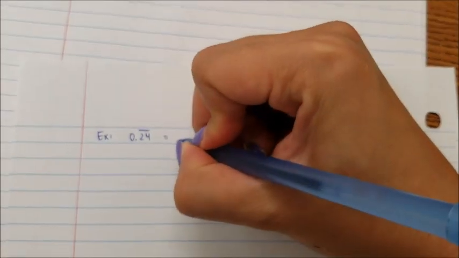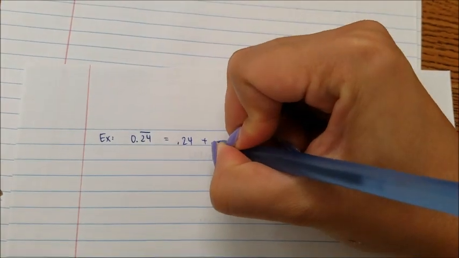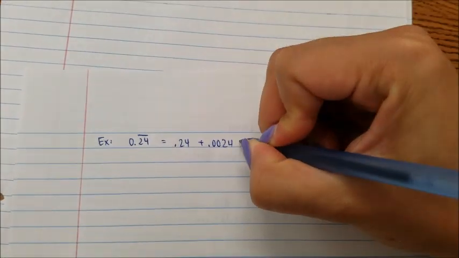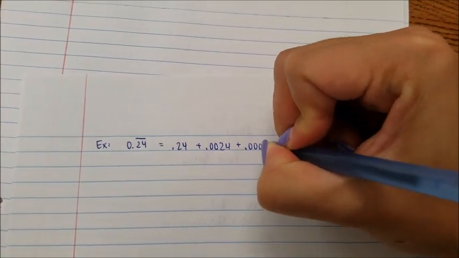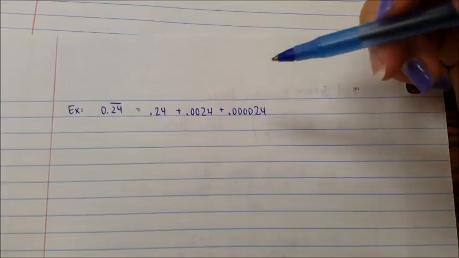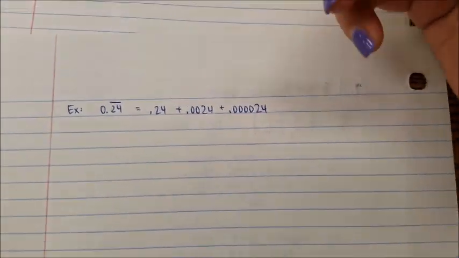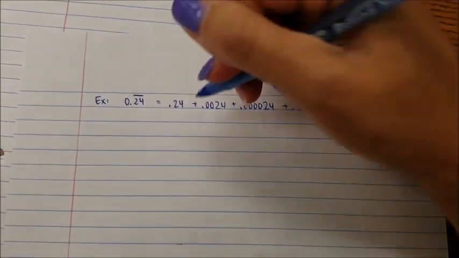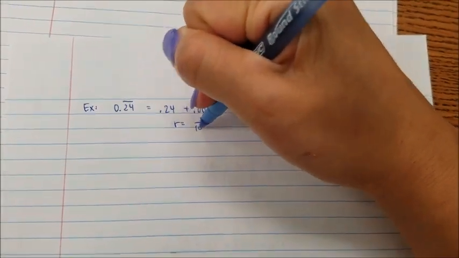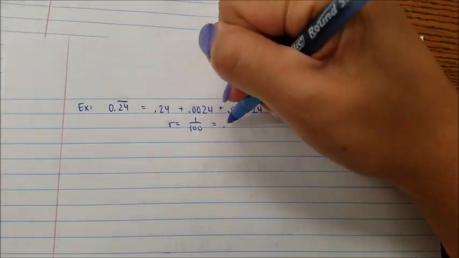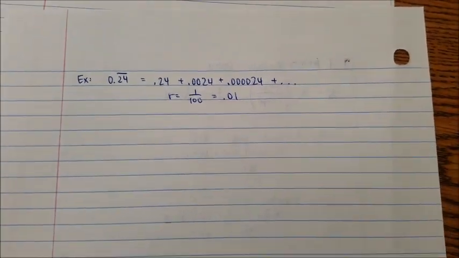Let's do one where we have multiple numbers. So 0.24 repeating. This is the same as 0.24 plus 0.0024 plus 0.000024, because we've got to leave the space for all of the numbers to add together, and so on. So R in this case, you're actually dividing by 100 each time, or 0.01 is our common ratio.